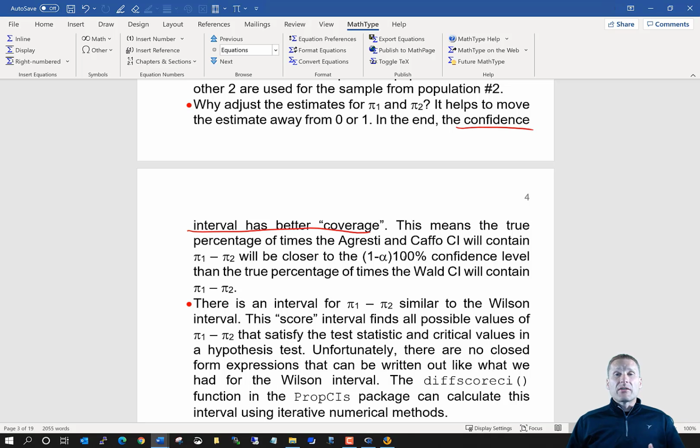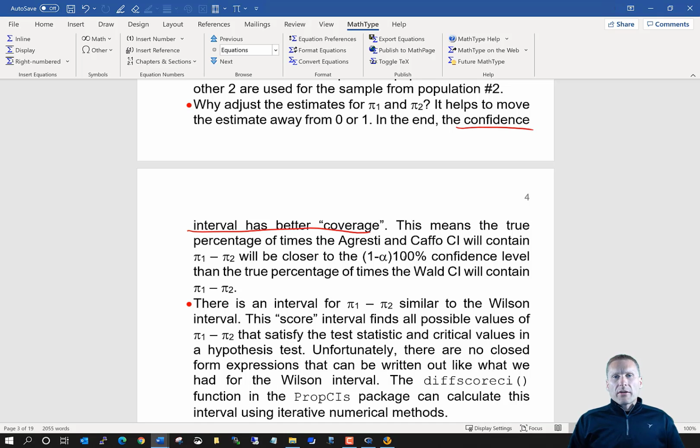So let's say that we go out and take samples from population 1 and population 2, calculate a 95% confidence interval. Go out and take another sample from population 1 and population 2, calculate the confidence interval. Let's say we do this 1,000 times. For a 95% confidence interval, we would expect approximately 950 of these to actually contain pi 1 minus pi 2, that true difference of the two probability of success parameters or proportion parameters. That's what we would expect to have happen.